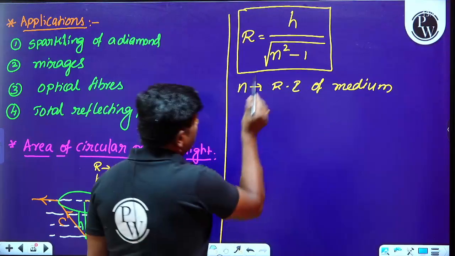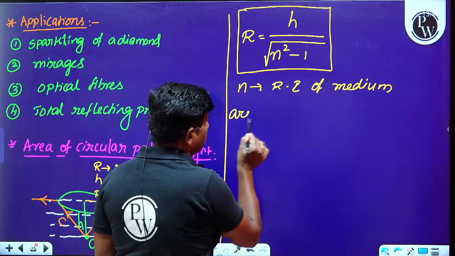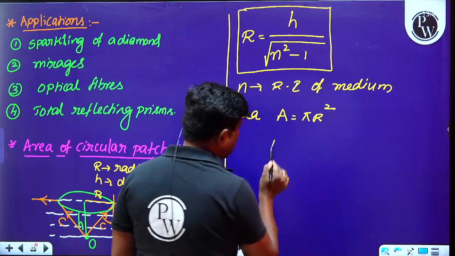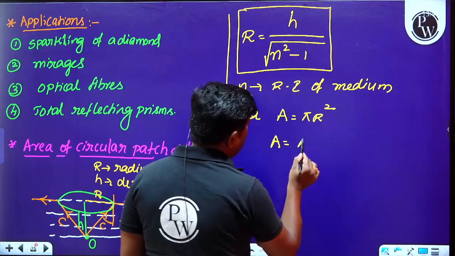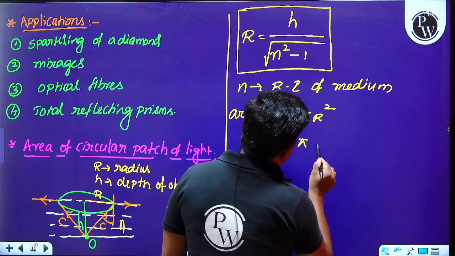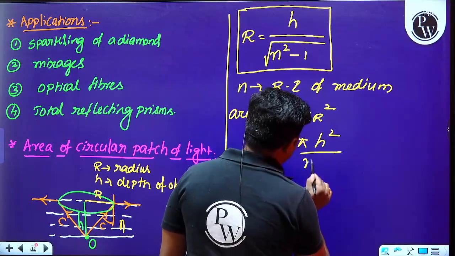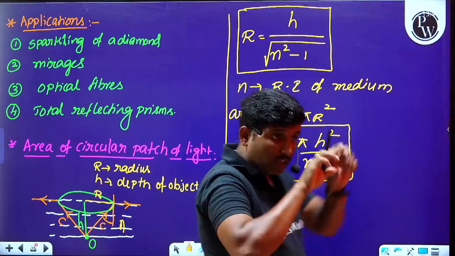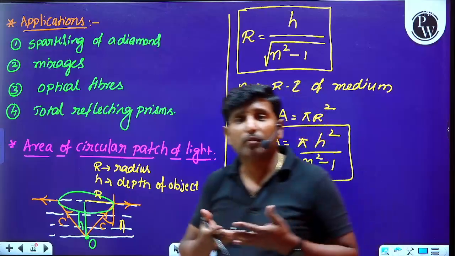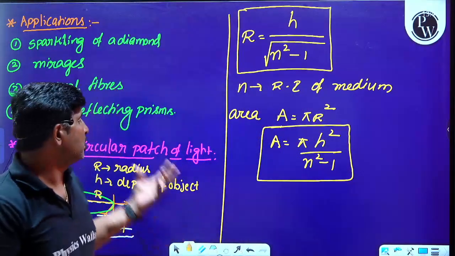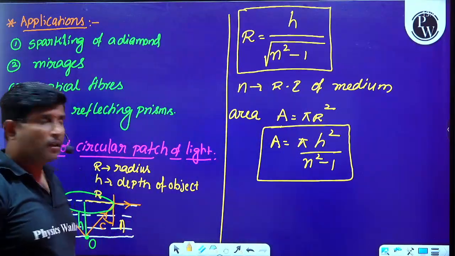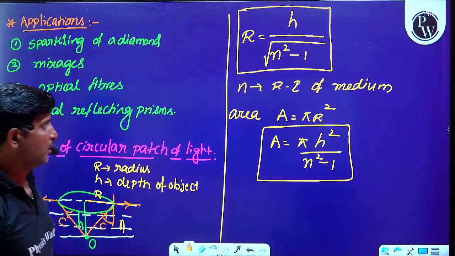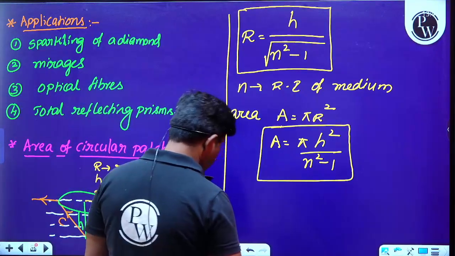And similarly, what can you say about the area enclosed here? Area, capital A, is equal to pi r square. Therefore A is equal to pi into r square, and r square is h square divided by n square minus 1. That is the area through which the light coming from the object can be seen by an observer in a rarer medium. Okay, so like that we have to think and analyze these points.